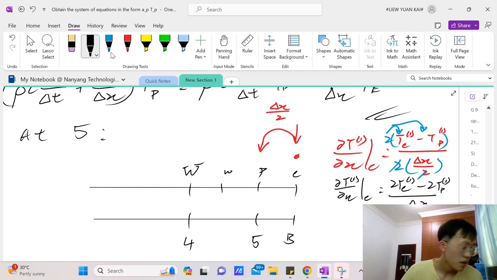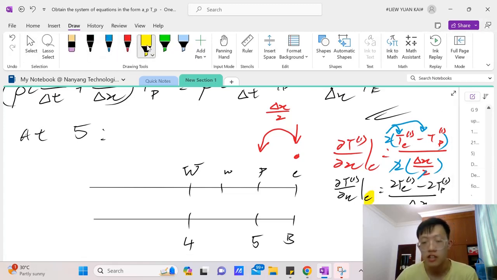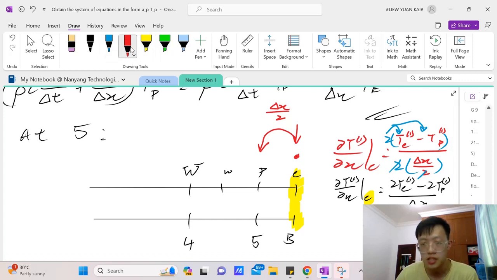But if you have a look at the question paper, notice that we're dealing with E right now, and E is the boundary node because it happens at the other end of the domain. So this is the boundary, which means we're expected to use a boundary condition. The boundary condition told us that the temperature here is equal to 0, so T1E is equal to 0. That means I can substitute this to be 0, and therefore I simplify it to become negative 2 TP, like so.